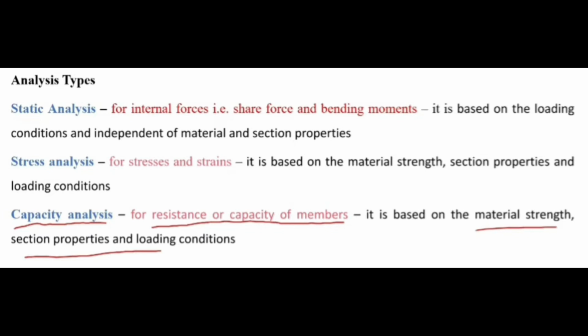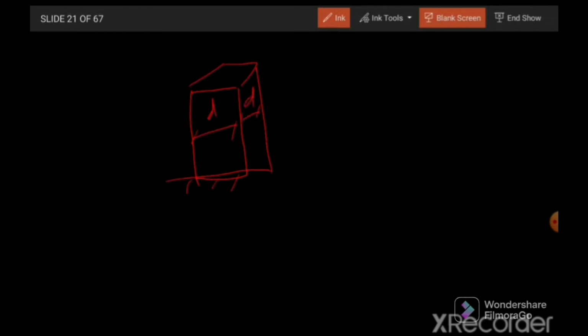For example, if we have a column again, and we know its B and D, meaning its area, and we also know that it is a steel structure with Fy 420 megapascal. So now we have the material property as well as the sectional properties. Now we need to calculate how much load it will bear. For example, this B as well as D is 10 millimeter and 10 millimeter.